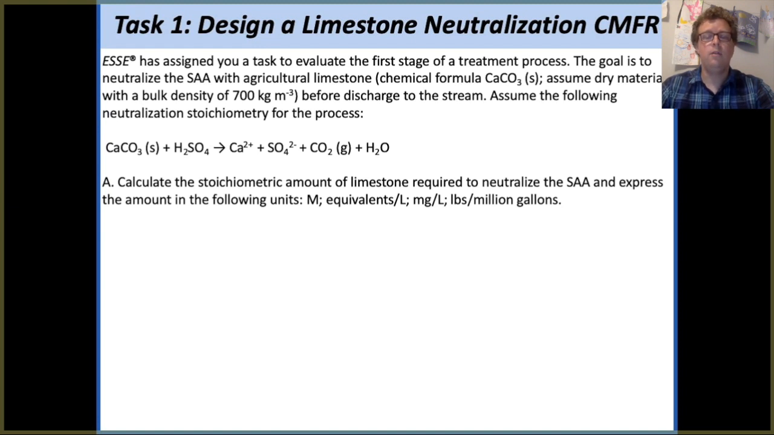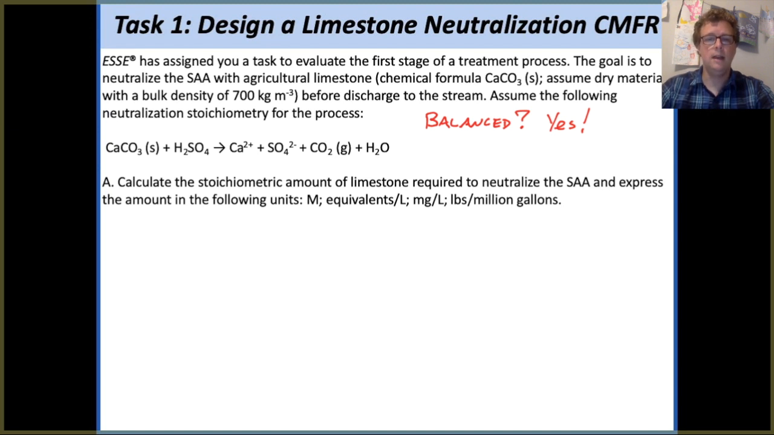So for our first task, we started with the given information that we're adding calcium carbonate or limestone. We've got the bulk density, 700 kilograms per cubic meter, and we're given the neutralization reaction that's shown here. And as a rule of practice, anytime we see a chemical equation, before we start working with it, we do want to triple check, yes, indeed this is a balanced chemical reaction.